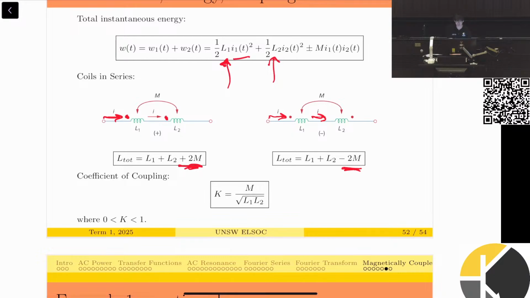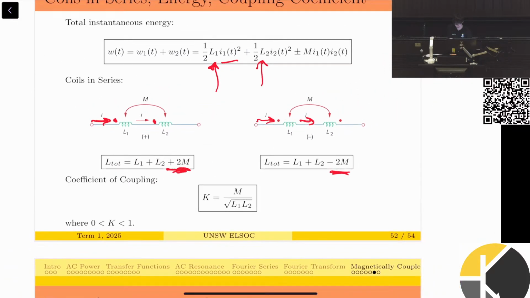Last thing to note is the coefficient of coupling. Coupling tells us how much of the flux from the first coil is going through our second coil. So you might like to think, if all of the flux in the first coil is being linked to the second coil, then we have a coupling coefficient of 1. If instead we have none of the flux from the first coil going into the second coil, then we have a coupling coefficient of 0. And we calculate that coupling coefficient just through this formula here.